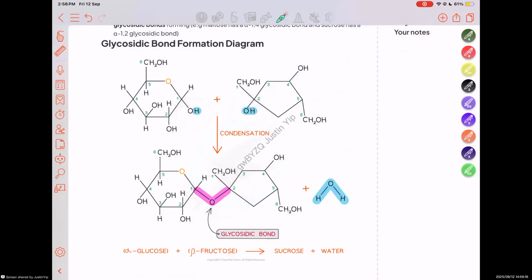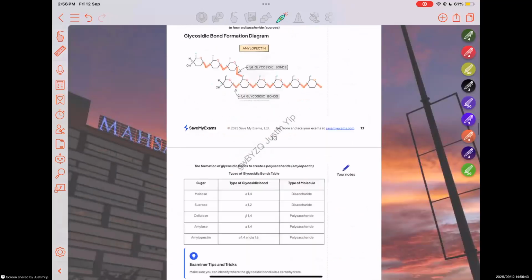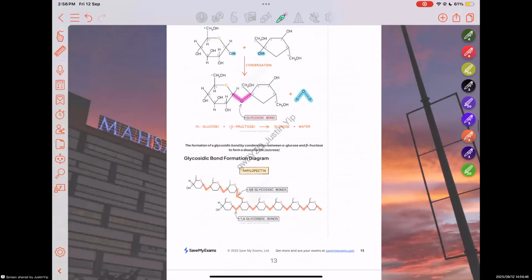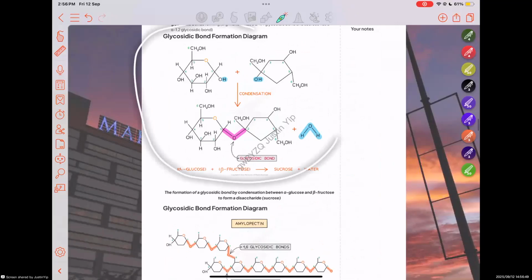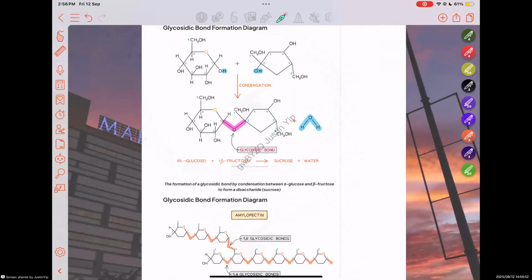So if you are joining alpha glucose and beta fructose, you'll form something called sucrose. For fructose, if you have time, you can roughly remember the structure and how to draw it. But alpha and beta glucose, you must know. These two you must know; the others you can just read through. So this is our glycosidic bond formation. Normally you need to know how to draw alpha and beta glucose. This is the most basic thing they will ask in A levels.